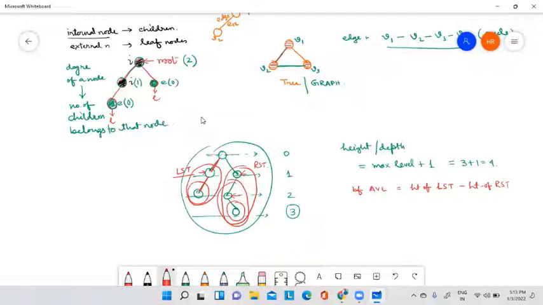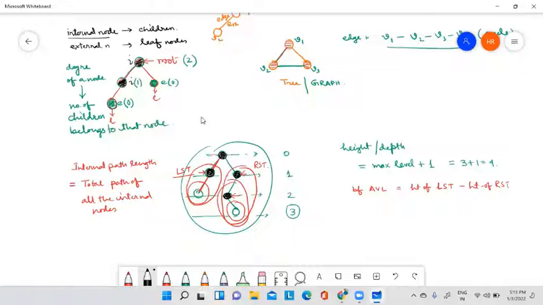There is another interesting thing, which is called internal path length. What is the meaning of internal path length? Internal path length means the total path of all the internal nodes. First we have to decide which are the internal nodes. This is one internal node, we have already discussed what is internal. This is another internal node, this is another, and this is another. So these are the four internal nodes.